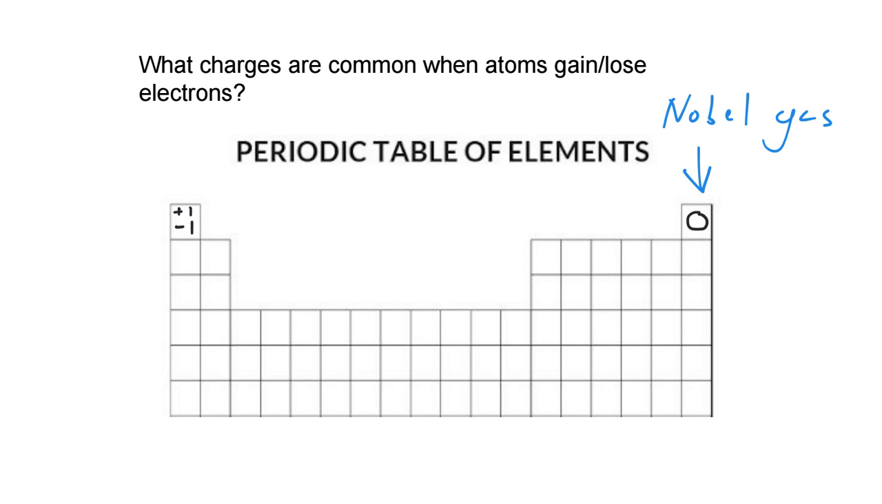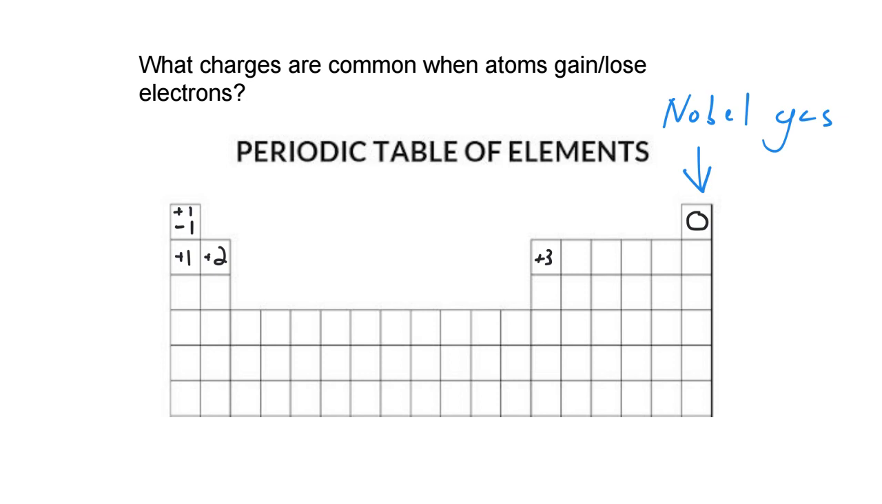Lithium wants to look like helium, so it'll just lose its 1 electron and take on a +1 charge. Same with beryllium, but it has 2 to lose, so it'll just lose them both. Now, as we get over onto this side, we can keep losing electrons. Boron will lose its 3 electrons, but this next one is carbon, and carbon has 4 valence electrons.